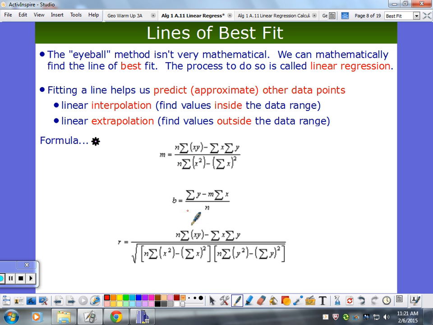And then if you want b, it's the sum of all the y values minus m, the slope, which you got up here, times the sum of all the x values, divided by the number of points. Correlation coefficient is handy. Here's what you do to keep that.